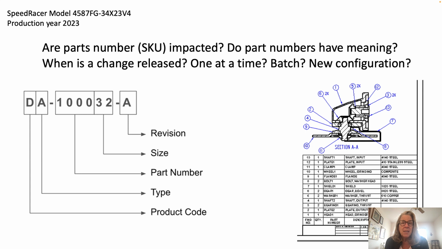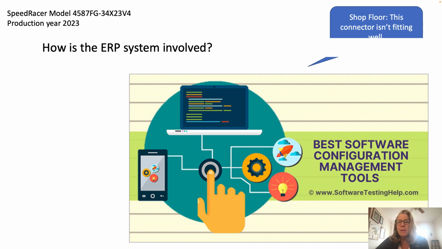But in the case of safety issues, you need to release them very quickly. You can't delay on things that have some sort of implication for safety. So you look at when to release them, and whether to release them one at a time or in a new configuration. And then the next question is, how is the ERP system involved?